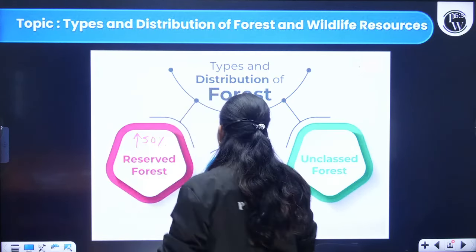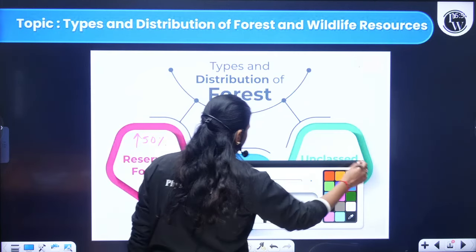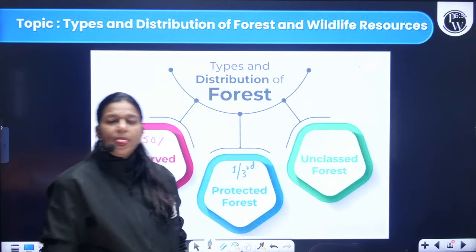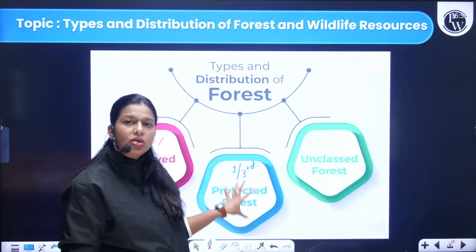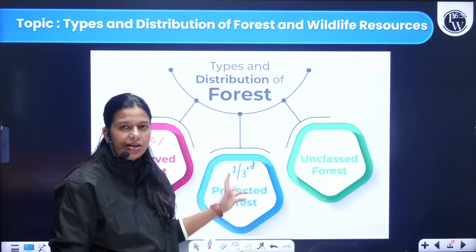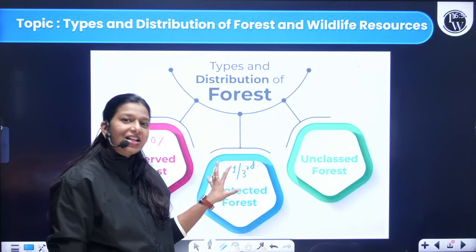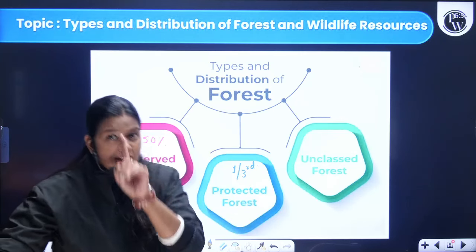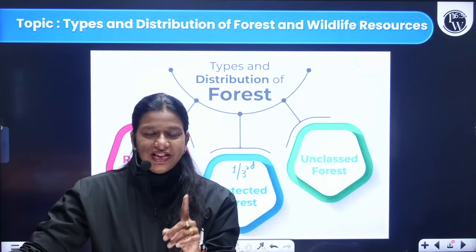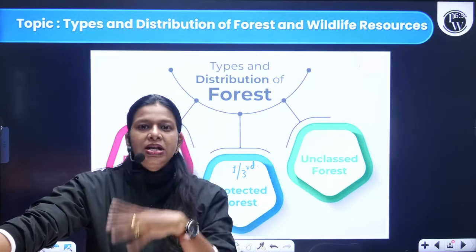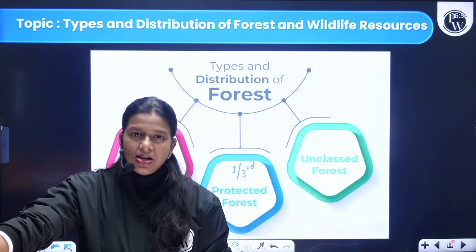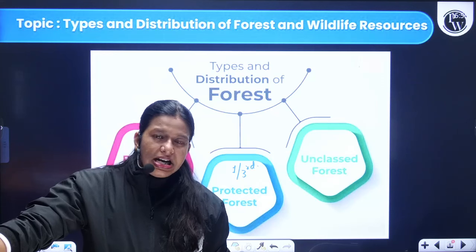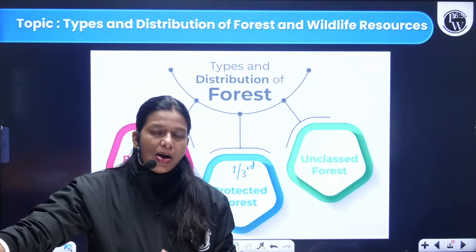A second category, which covers almost one third of the forest area, has also been given protection, called the protected forest, of course, but they can be accessed with permissions, right? They can be accessed with permission, but not for exploitation. They can be accessed with permission only by the locals, the tribals, the rural people who are residing on the edges or margins, or the tourist, right? They also get a good amount of protection.